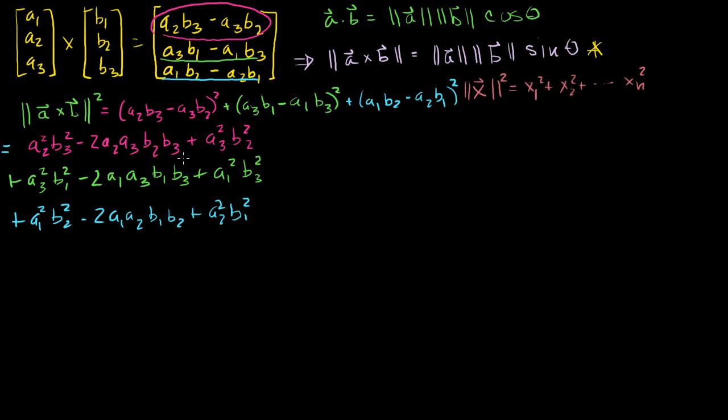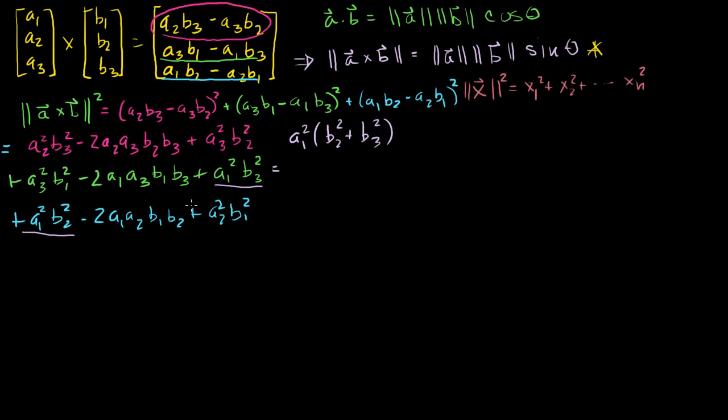So there you go. Now let's see if we can write this in a form that I know will be useful later. So what I'm going to do is factor out the a1, a2, a3 squared terms. So I could write this as, let me pick a new neutral color. So this is equal to a1 squared. Where are my a1 squared terms? I got that one right there, and I have that one right there. So a1 squared times b2 squared plus b3 squared.